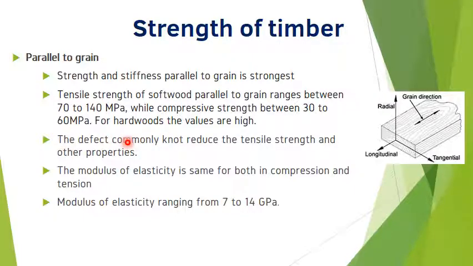Defects commonly reduce the tensile strength and other properties of timber. The modulus of elasticity is the same for both compression and tension parallel to grain, and the modulus of elasticity ranges from 7 to 14 GPa.